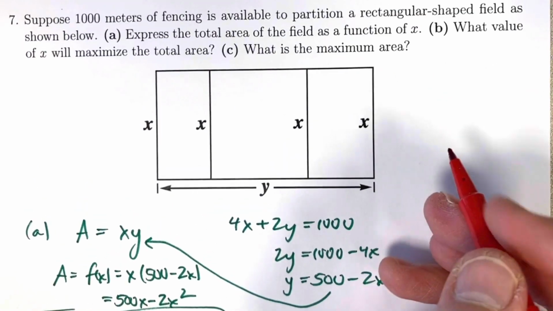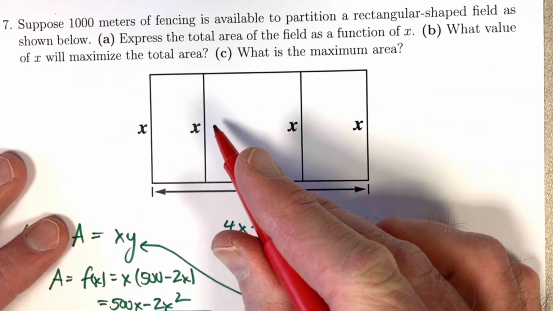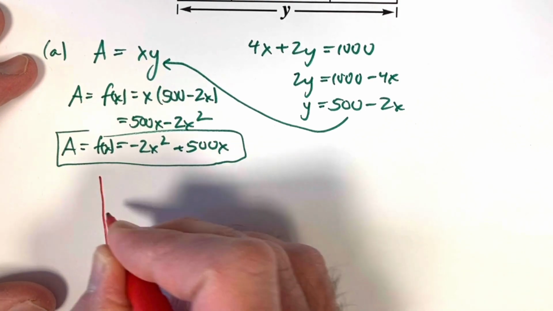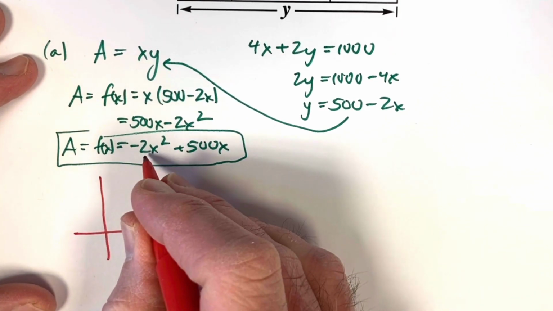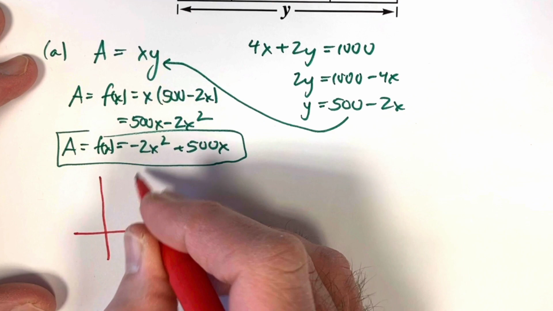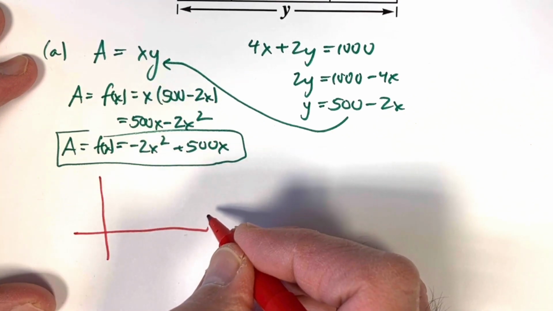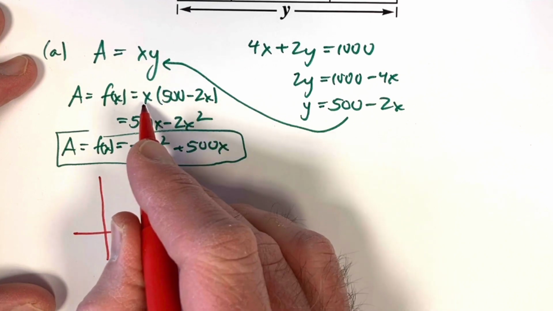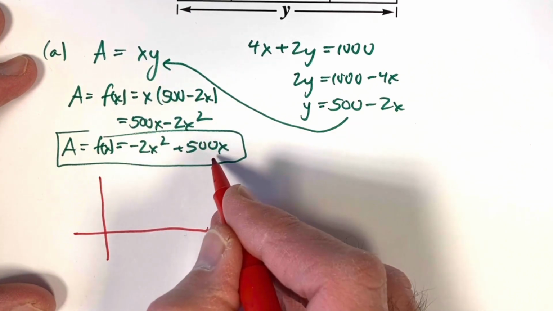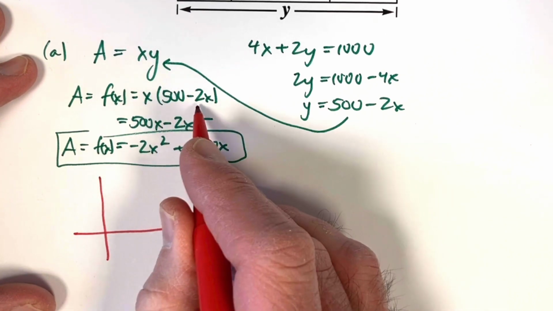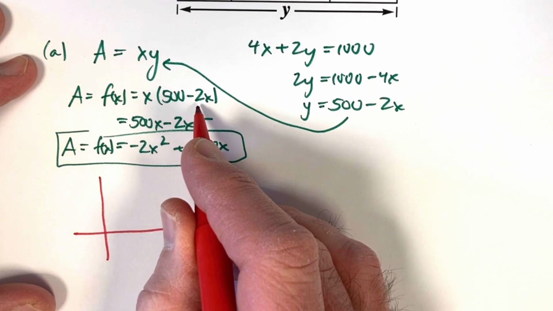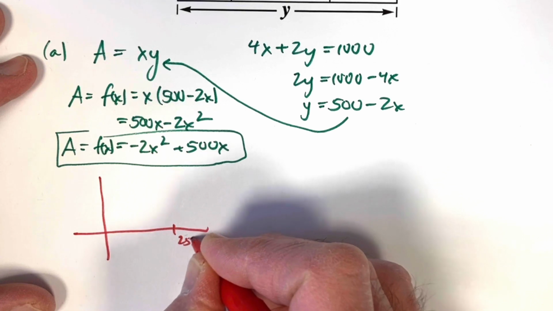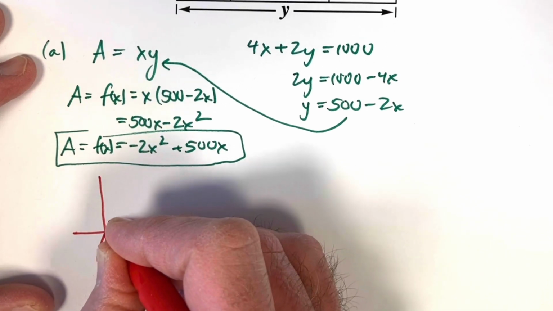Part B, again, what value of x will maximize the total area? Think about the graph of this. It's a quadratic function with a coefficient of x squared that's negative. It's going to be a parabola opening downward. The x-intercepts are easy, where these two things are 0. 0, which is also the y-intercept. And where is that 0? It's 0 when x is 250. Graph's got to look like this.